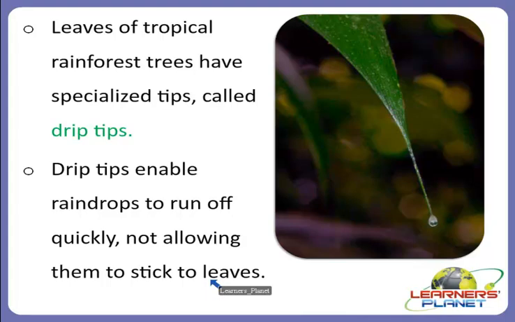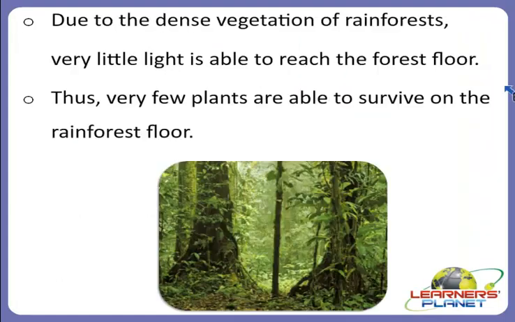And many large trees have huge ridges also. But they are a different kind of species. They are different kinds of plants. These are drip tips. And due to the dense vegetation of the rainforest, very little light is able to reach the forest floor. So basically, these drip tips are able to adapt themselves in such a way that they can survive in these forests. But these forests definitely have dense vegetation where very little light is able to reach the forest floor.